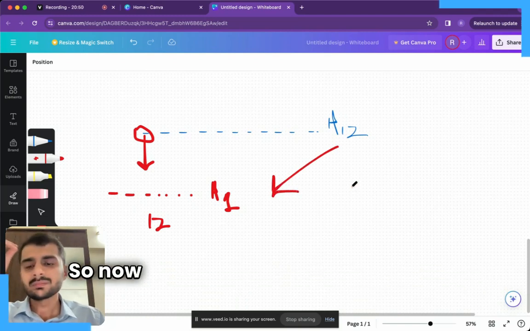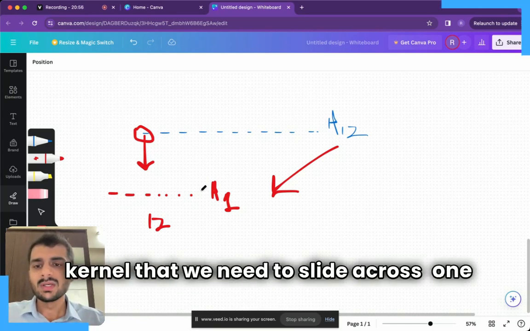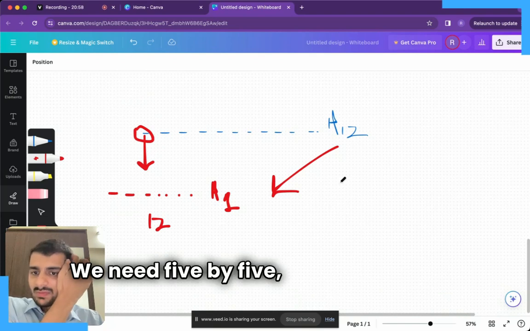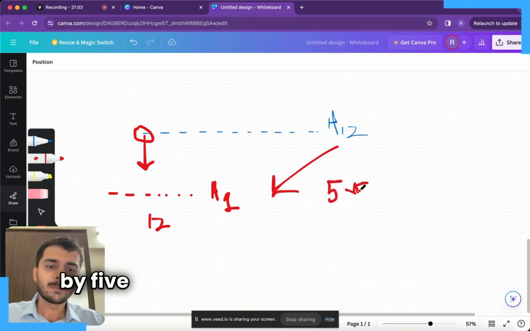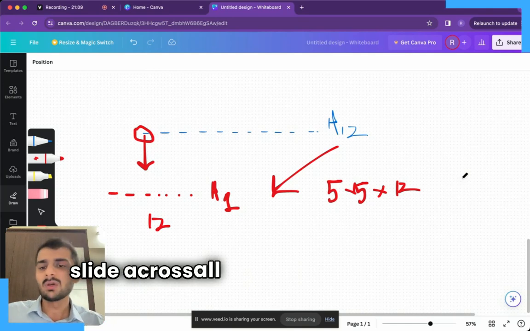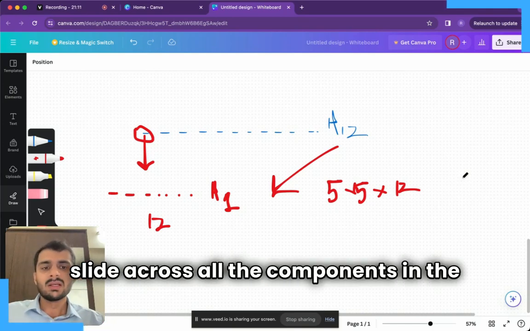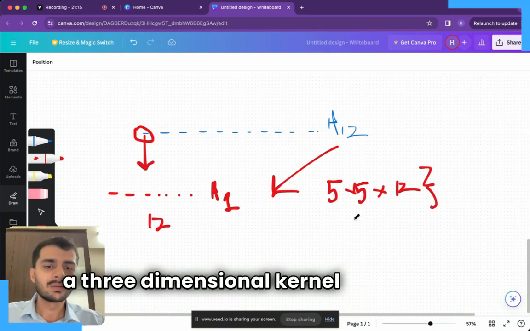So now, just imagine what is the size of the kernel that we need. To slide across one image, we need 5 by 5. But now we need 5 by 5 by 12 if the kernel is going to slide across all the components in the layer H1. So the kernel is essentially going to be a three-dimensional kernel in this case.